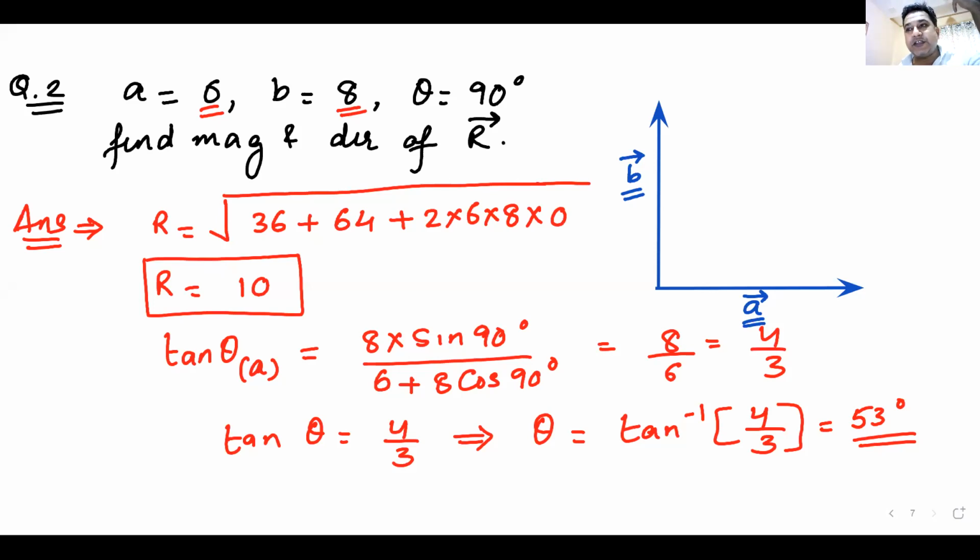Where is the resultant going? The resultant vector is going like this, something like this. Please tell me that we have understood this. This is the resultant vector. Everyone understands this? And which angle is 53 degrees? Tell me which angle is 53 degrees.